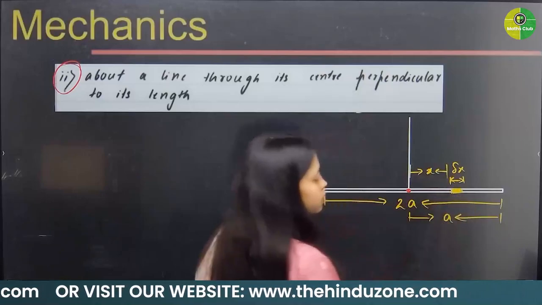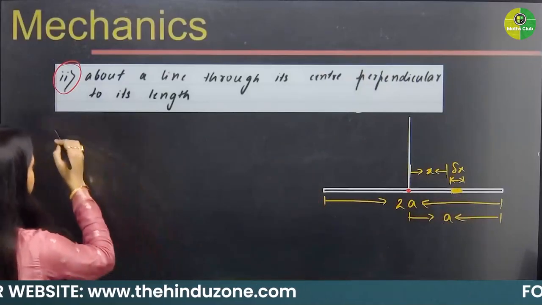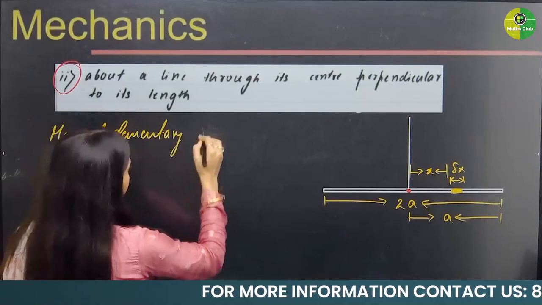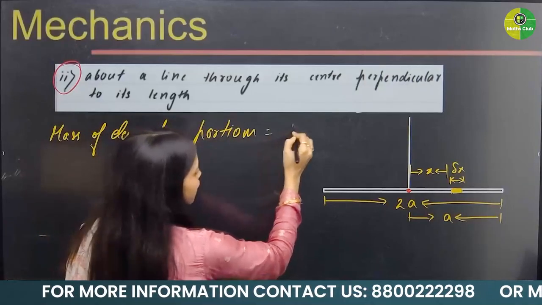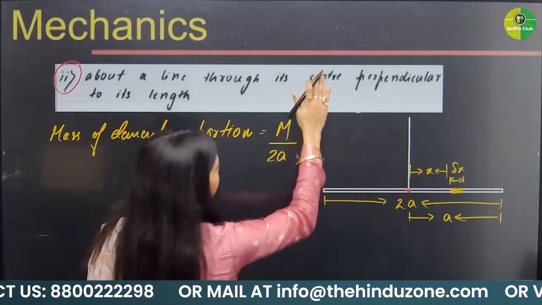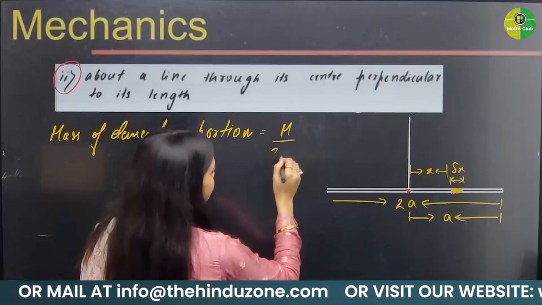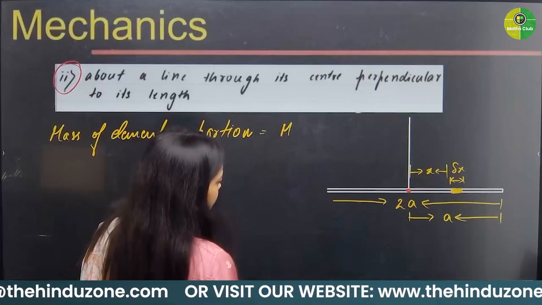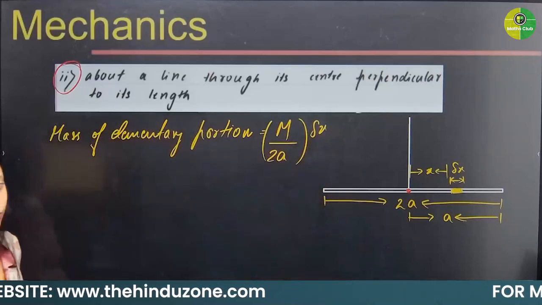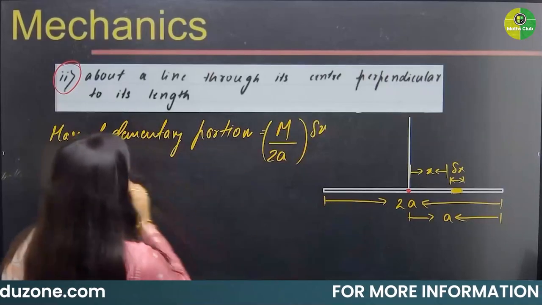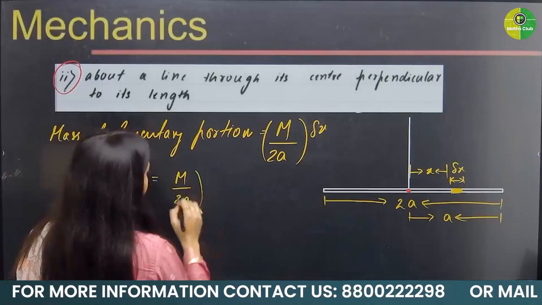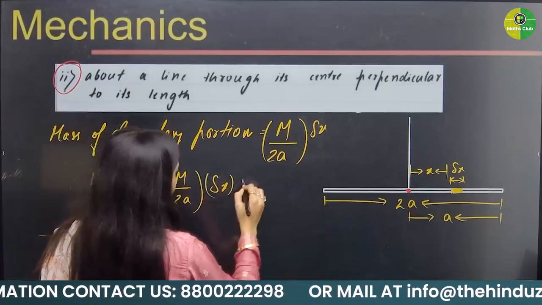Again, the mass will be exactly the same. The mass of the elementary portion is m by 2a, which is mass per unit length, into the length of the elementary portion. This is the mass. So the moment of inertia is m, and the distance I have taken, again the same, x square is the distance.